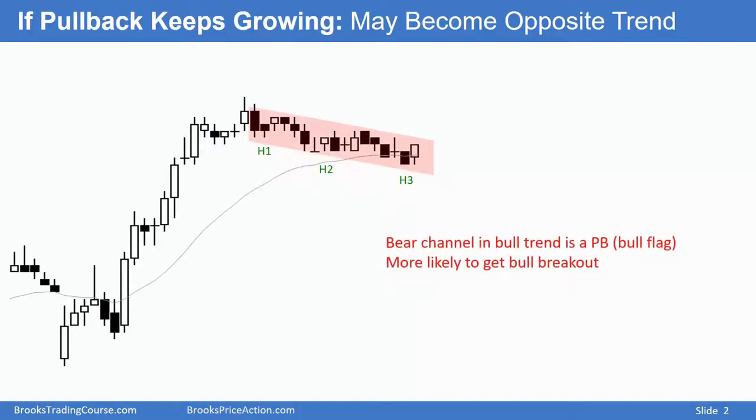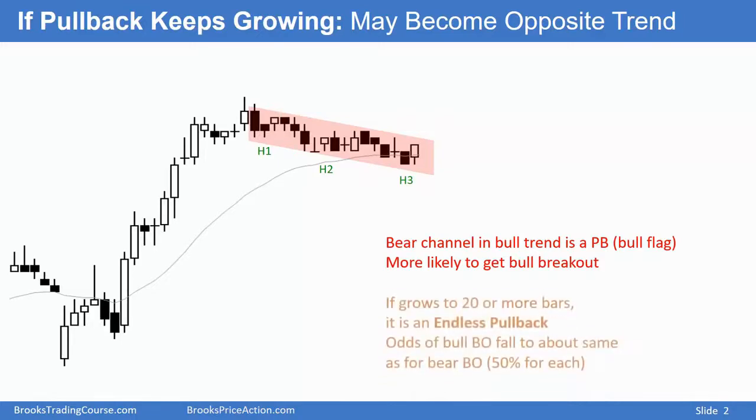In general, a bear trend inside of a bigger bull trend is a bull flag. It begins as a pullback, and as it grows, it becomes more of a trading range. Here, a trading range that's sloped down. And once it reaches 20 bars or more, I call it an endless pullback, especially when the channel is tight like this. And when that happens, the probability of trend resumption up drops to 50%, and the probability of trend reversal down increases to 50%. So around here, 50% chance the bears will get a bear breakout and a trend down.